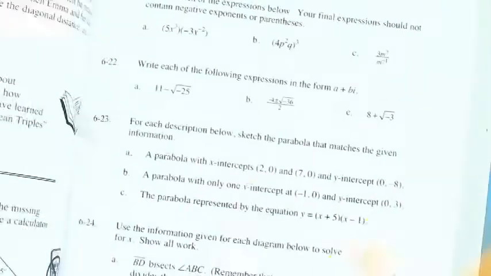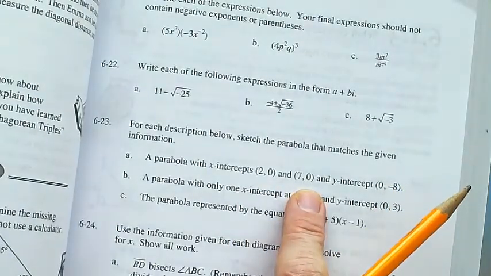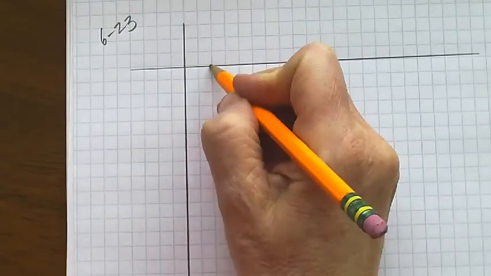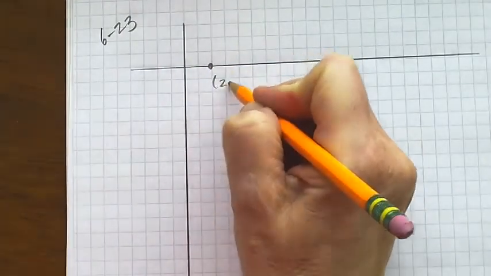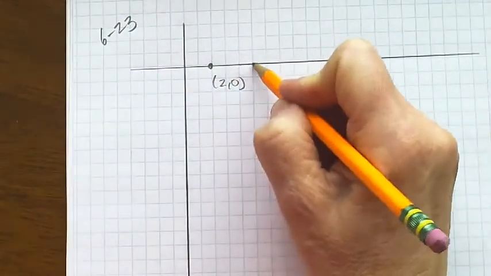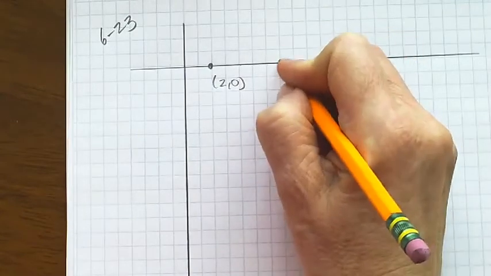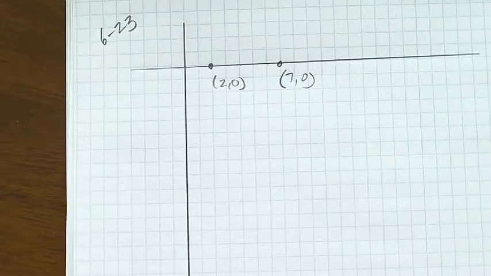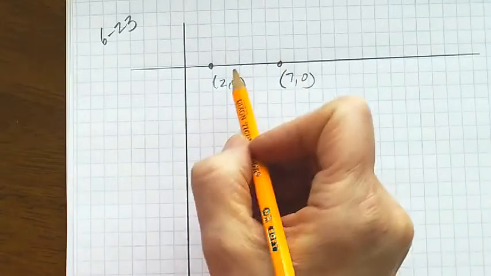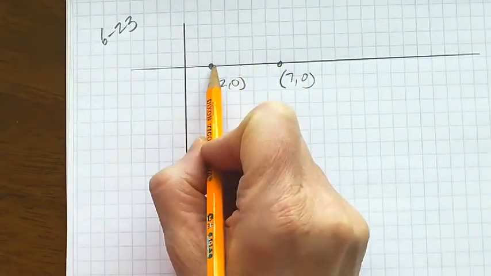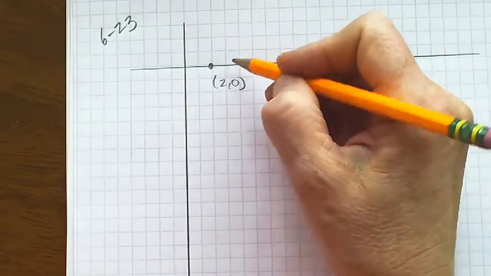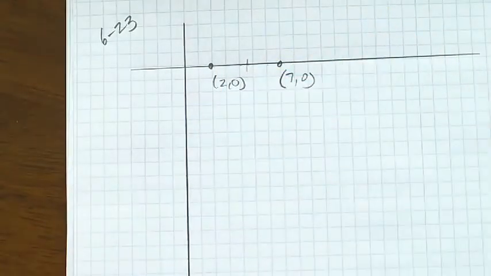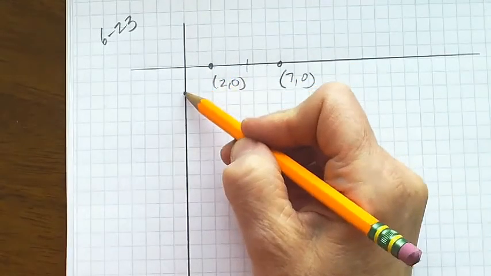Okay, x-intercepts are (2, 0) and (7, 0). Y-intercept is negative 8. So here's (2, 0). Here's (7, 0). We don't know the equation. It's just saying to sketch the parabola that matches this information. So you know your vertex is right in between those two, which would actually be 4.5, right about there. Y-intercept is negative 8.